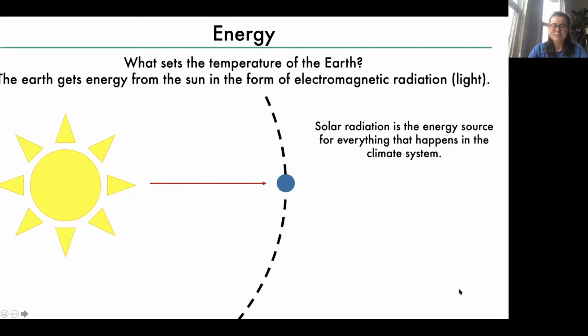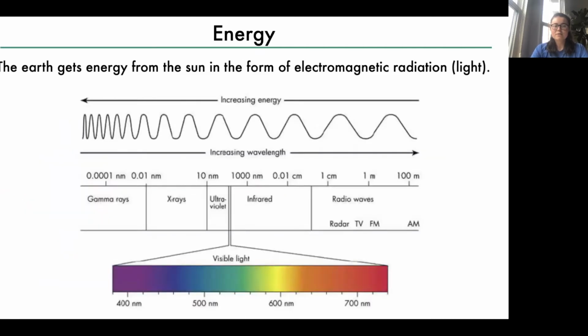The Earth gets its energy from the sun, and this solar radiation is the energy source for pretty much everything in the climate system. It is the major source of energy that drives everything on Earth. The Earth gets its energy from the sun in the form of light, which is electromagnetic radiation. And it's mainly in this band of wavelengths, the visible light spectrum that the sun emits at.